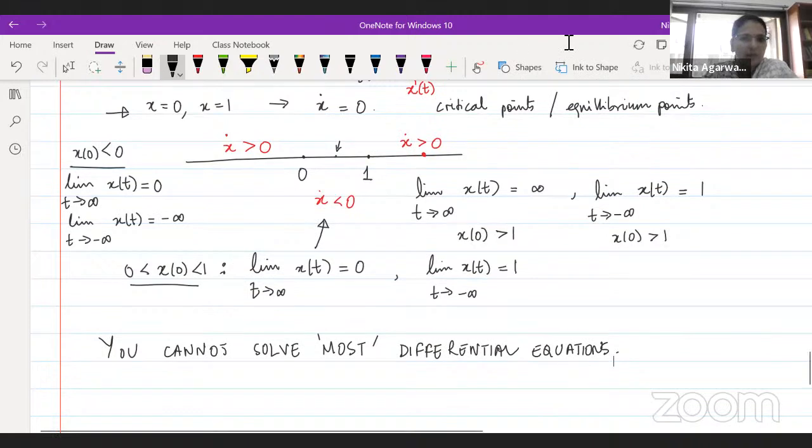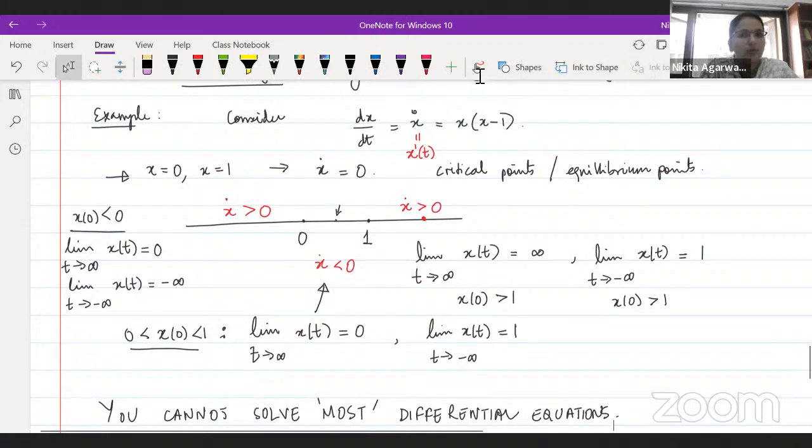I've given you an example just to motivate you as to why it's not always important to find explicit solutions. In this case, you could have found an explicit solution, and you can, by the way, check that this is what happens. But without a solution also you can do these things.